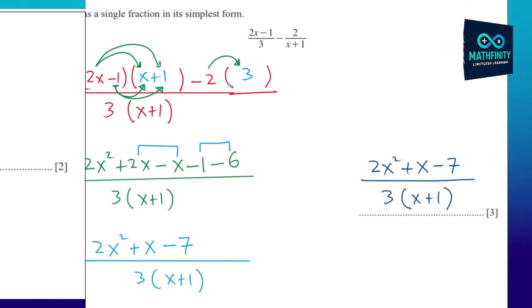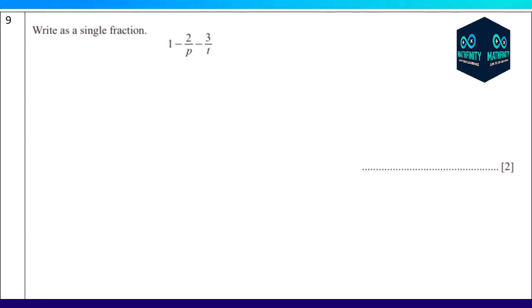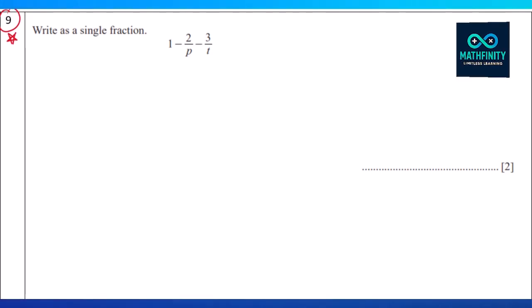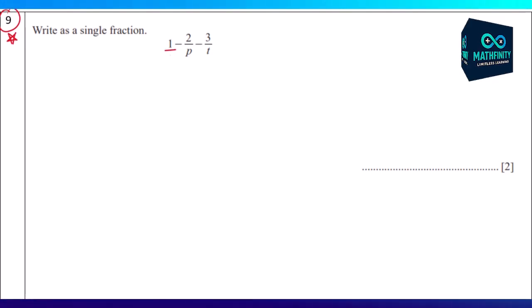Question number 9. This question is important, guys. We have three fractions here. The first one, because if there is no denominator, it is also a fraction, we can write 1 from our side. So three fractions are there. How do we combine them, because the question says write as a single fraction? So before going to solve this one, I wanted to give you one example.